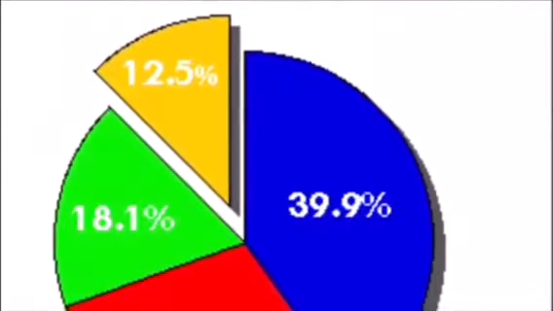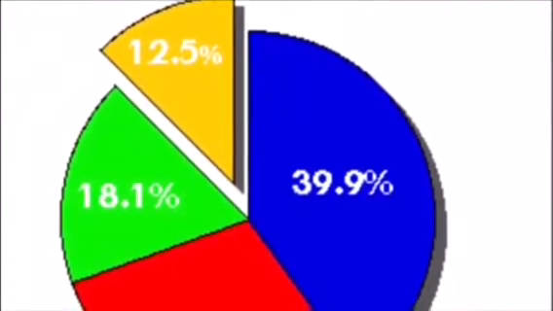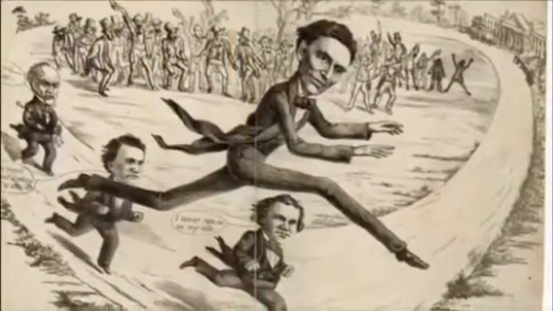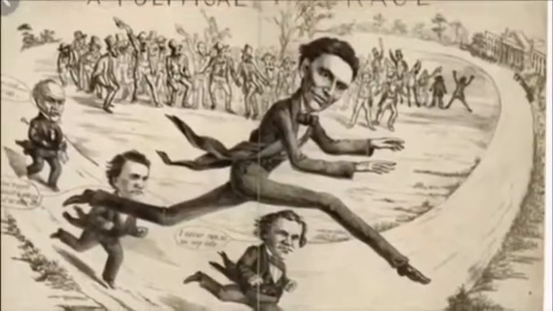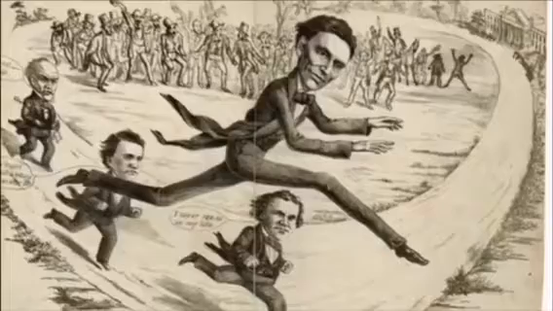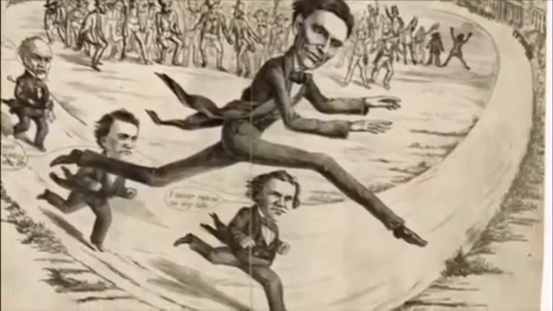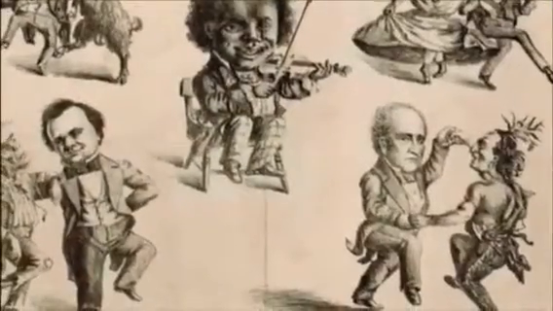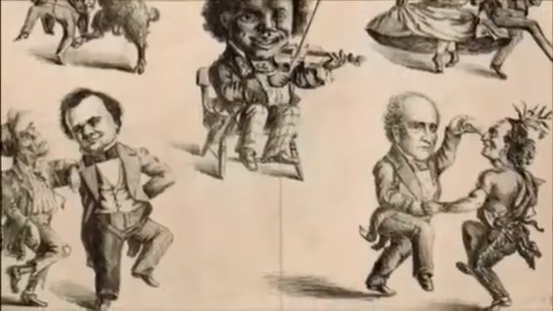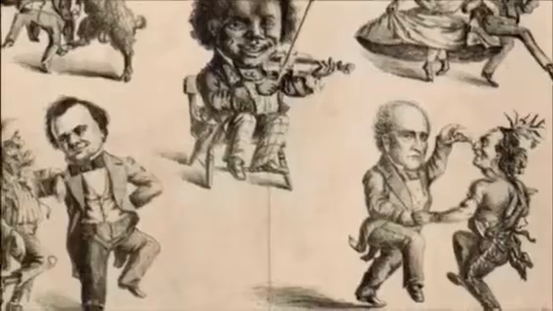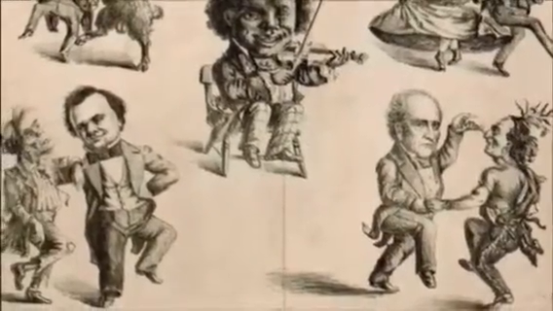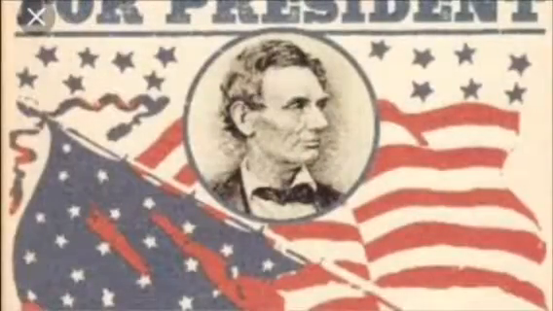His other opponents were John C. Bell from Tennessee, John Breckinridge from Kentucky, and Stephen Douglas from Illinois. Abraham Lincoln received no votes in 9 states in the South, and his name was not even on the ballot in some states. Breckinridge and Bell had a similar outcome, not receiving votes in 3 states. Douglas was the only candidate who won votes in every state.